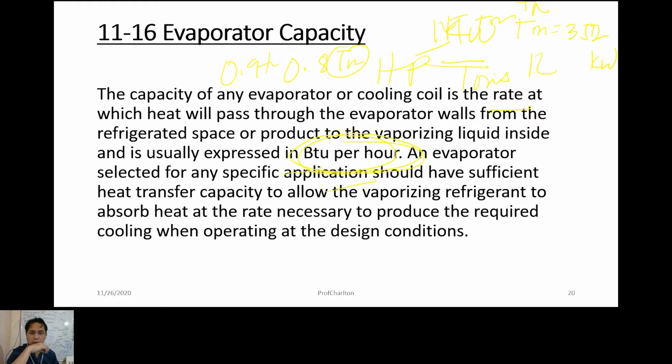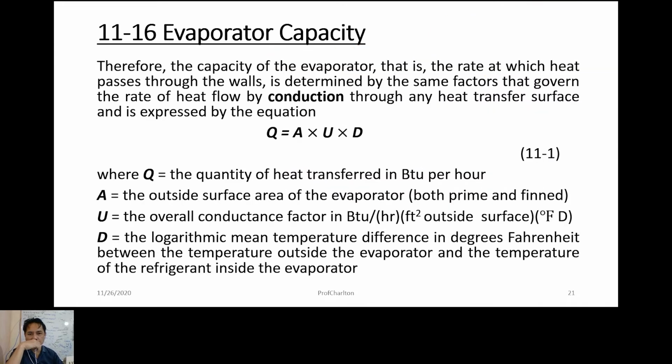And even now, it is always used in two systems, no? BTU per hour or joule, or kilowatt, no? So those are the units of the evaporator capacity. Now we go to the calculation. How do you calculate the heat in the evaporator? How do you do that?